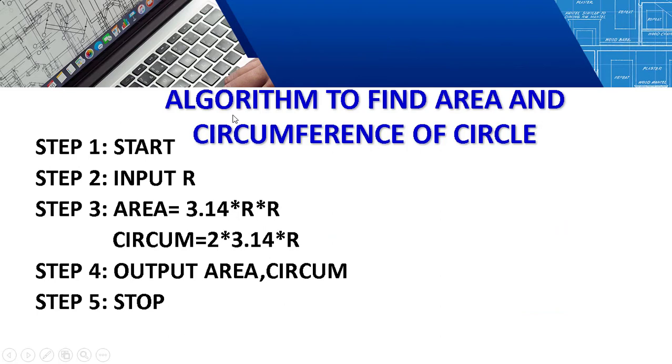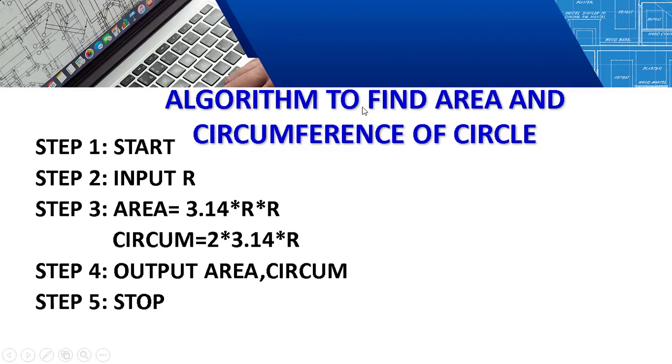So let us see an algorithm. An algorithm is a step-by-step procedure in order to solve a problem. In order to solve any kind of problem, you have to write the algorithm. So an algorithm is a step-by-step procedure, that is step 1, step 2. So we are writing it stepwise.